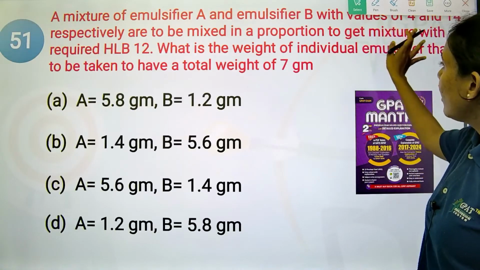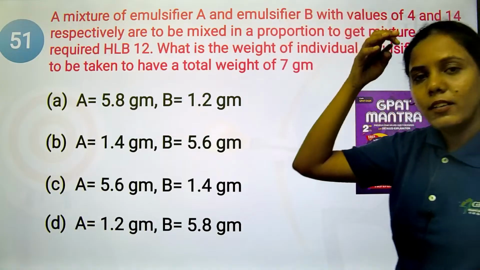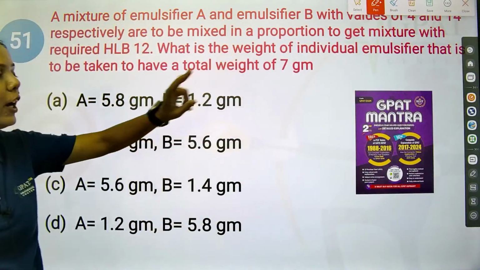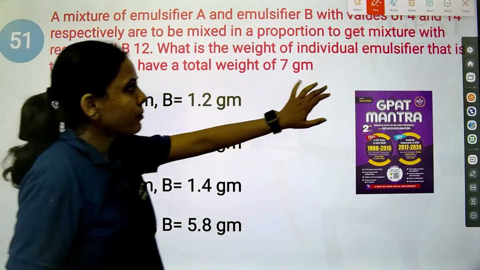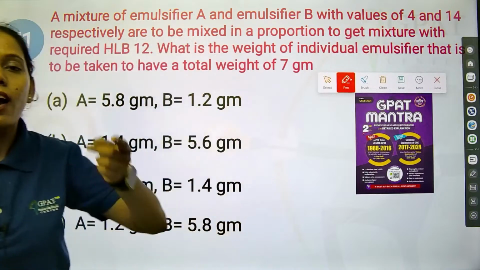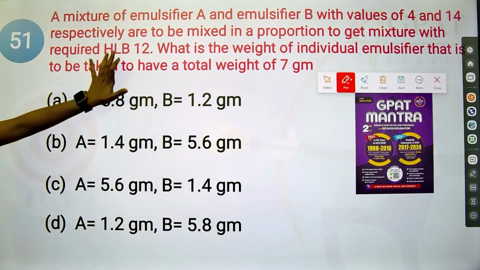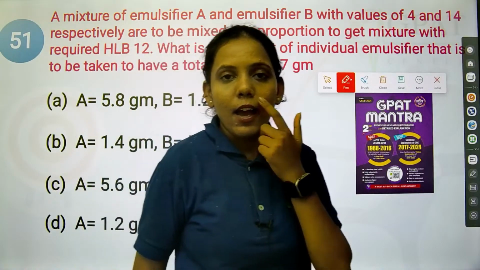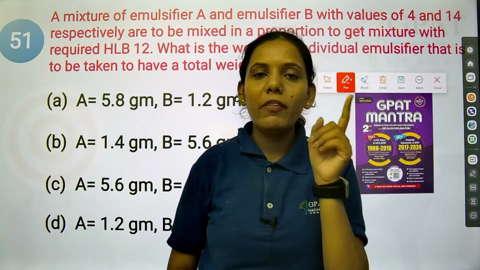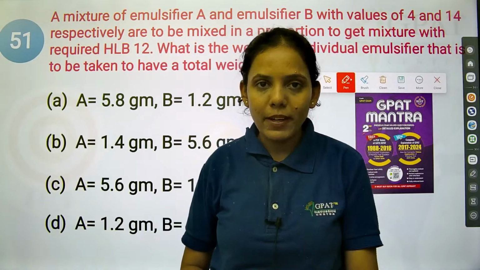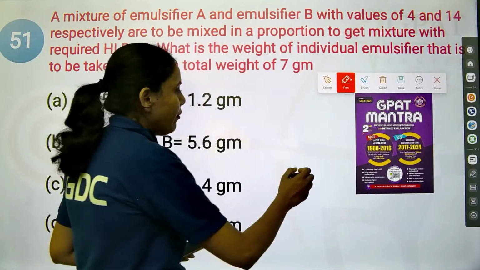Now next is here. I don't know how many of you know alligation, I will tell you. Here they have given two emulsifiers, one having an HLB value of 4 and another one 14. Using these two, you have to prepare a mixture such that the HLB value will be 12. In total you have to prepare 7 gram. So simply I'll give you.